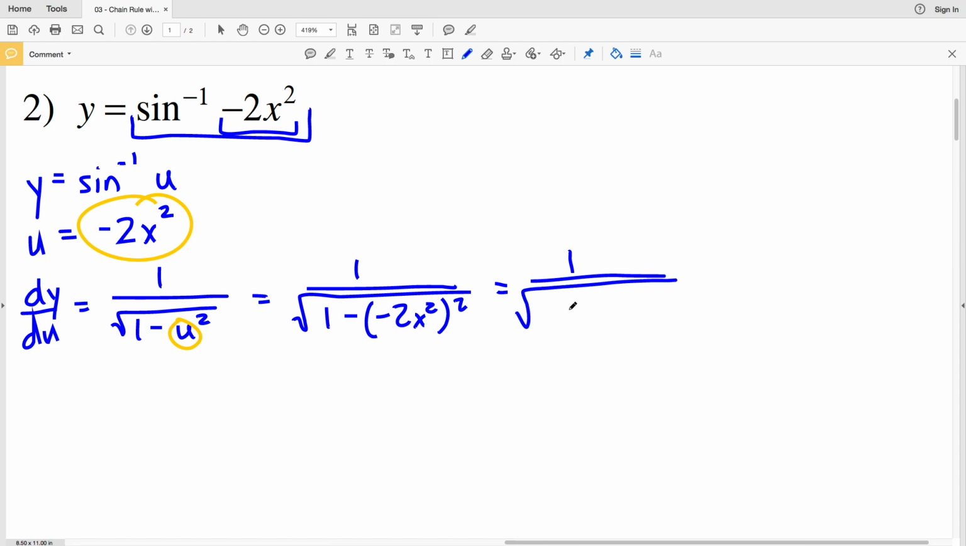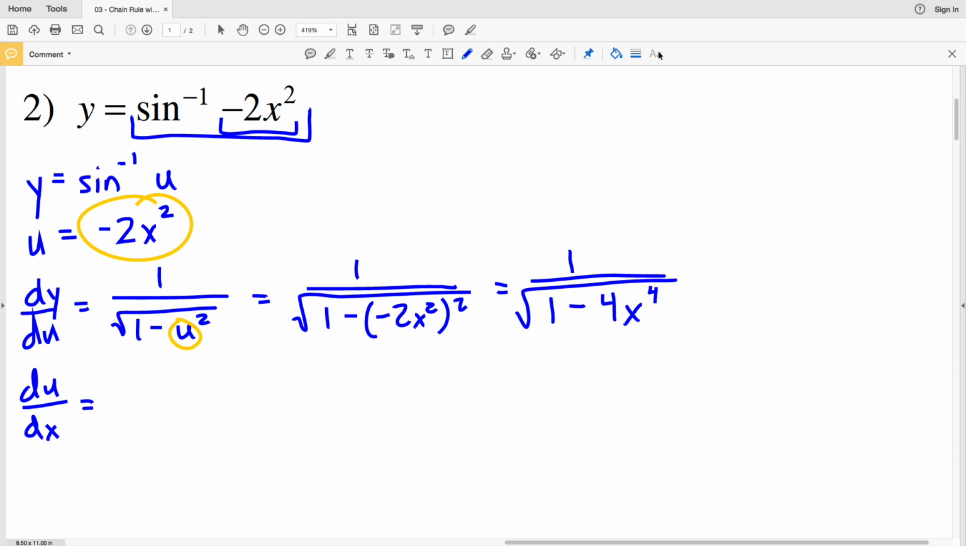square root of 1 minus, now we're going to expand this term out because the exponent of 2 will be applied to negative 2 and x squared. So negative 2 squared is a positive 4, so we're subtracting 4 times x squared squared, which is x to the 4th. Now let's calculate the derivative of u with respect to x.